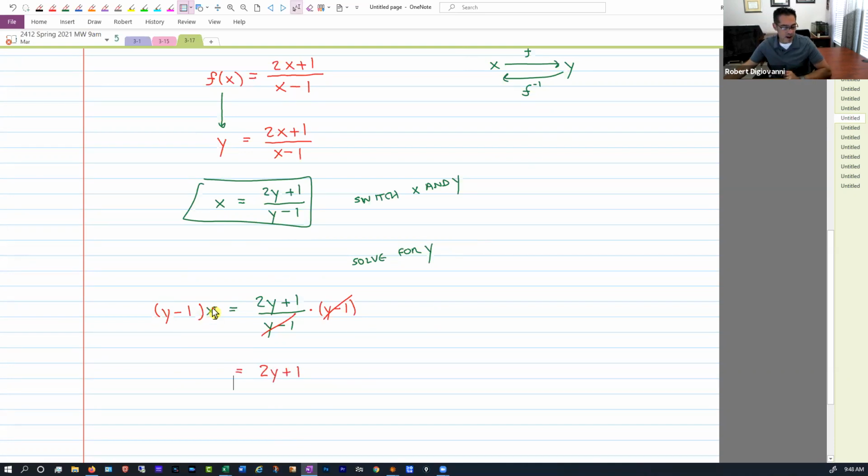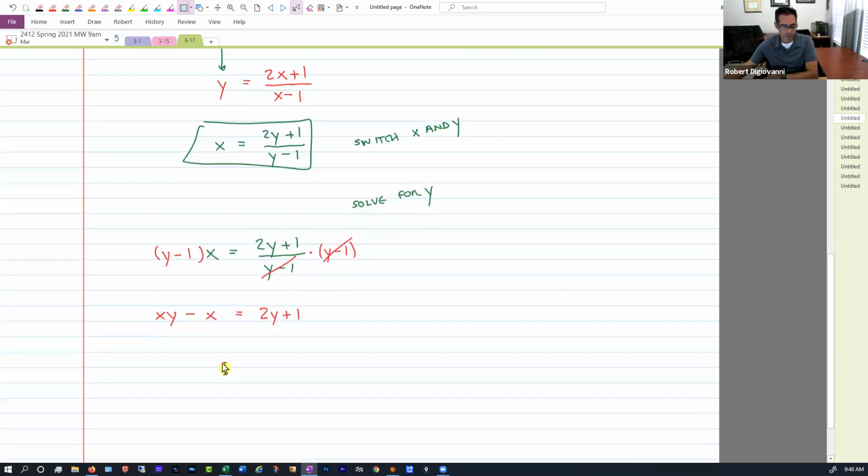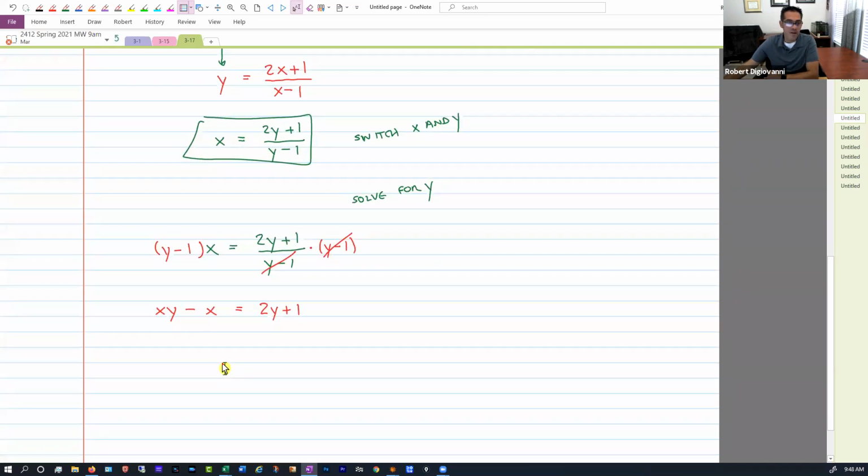Now on the left-hand side, you have to distribute the X through. Is that clear to everyone? Any questions? Next thing I'm going to do to solve for Y is I'm going to get all my Y's on one side of the equation, everything that does not have Y to the other side. So I'm going to write it down first, then we can discuss what I did.